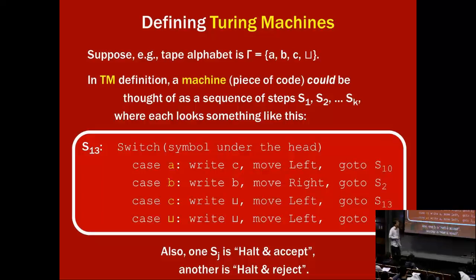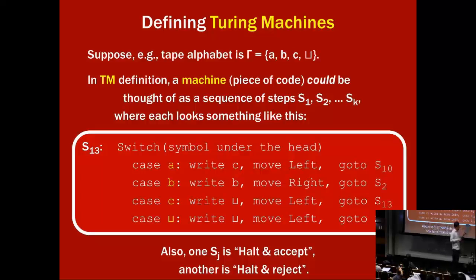So long story short, in the traditional definition, all the operations are boiled down into one big kind of instruction. So let's say you have a Turing machine, and let's say hypothetically the symbols that you can write on the tape are A, B, C, and blank. So in the Turing machine definition, you again could think of a Turing machine as having a sequence of steps, S1 up to Sk. I wrote a K here and N on the previous slide. I'm not sure why. Where every step looks like this.